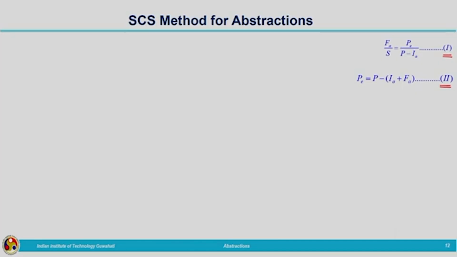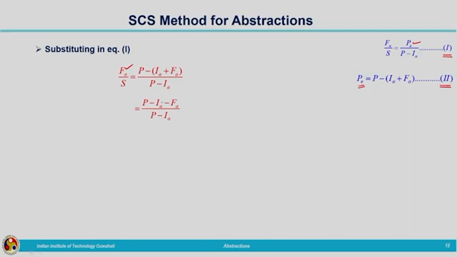Now, what we will do is substitute this PE in equation 1. So, FA divided by S is equal to P minus IA plus FA divided by P minus IA. From this, what will we find out? We will find out the value corresponding to FA. For that, we are readjusting the terms.